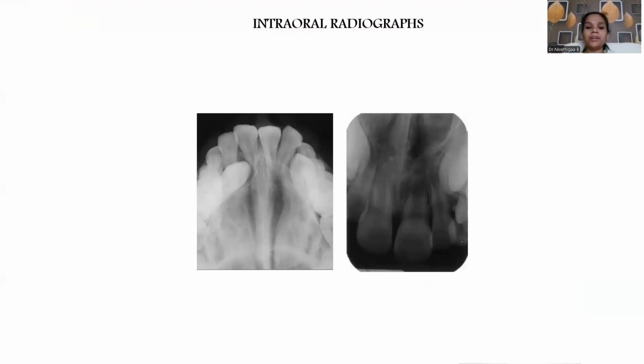Coming to intraoral radiographs, we basically go for two intraoral radiographs in most of our cases, one of which is the RVG, the intraoral periapical radiograph, and the other one is an occlusal radiograph. So these provide details about the root length, the periodontal status, and the position of any unerupted tooth.